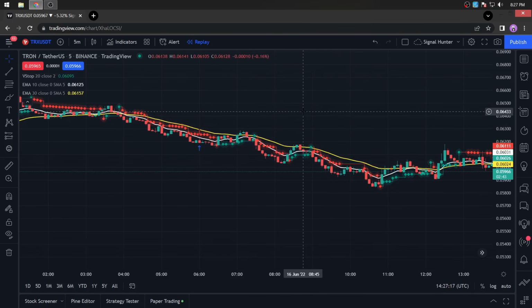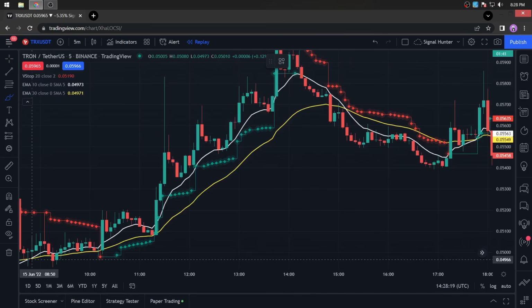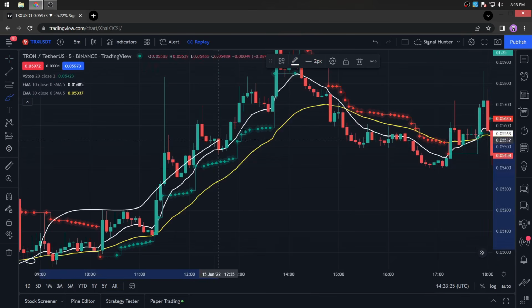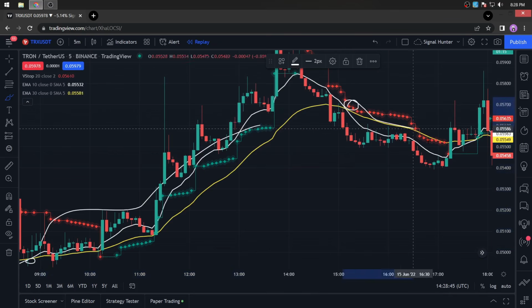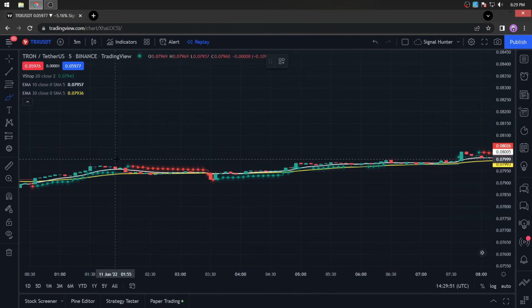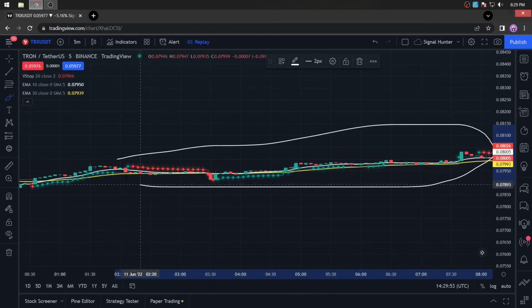Before catching signals, let's introduce the indicator momentum. First, the EMA. If the 10 period EMA crosses up the 30 period EMA, that means the market is going to have an uptrend. And if the 30 period EMA crosses up the 10 period EMA, that means the market is turning and is going to have a downtrend. And we avoid trading if the EMAs are crossing each other like this.